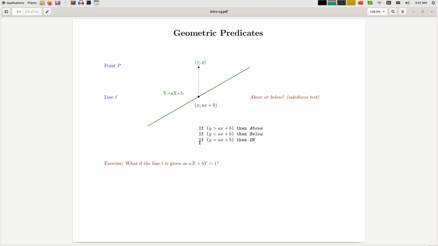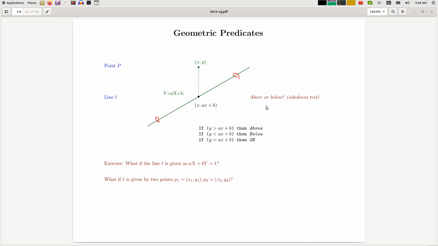Try to pause the video to think about this question. What if the line is given as ax plus by? The final question, which is a little bit harder, is what if the line L is given by 2 points P1 and P2? In other words, it's not this formulation that you're given, but it's given by 2 points. You have points P1 and P2 that uniquely define a line.